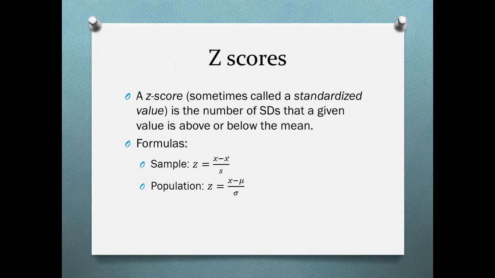The formula for calculating a z-score for a sample is x minus the mean, x being the data value, of course, divided by the standard deviation. And for a population z-score, we have x subtracting the mean of the population over the population standard deviation.